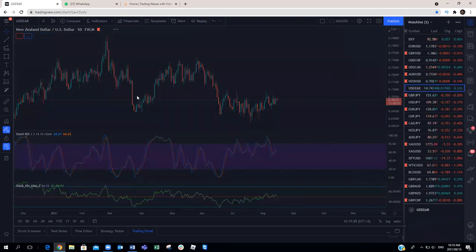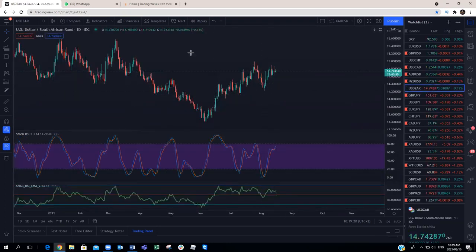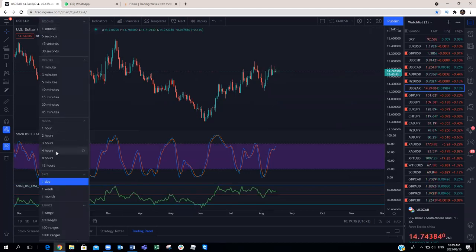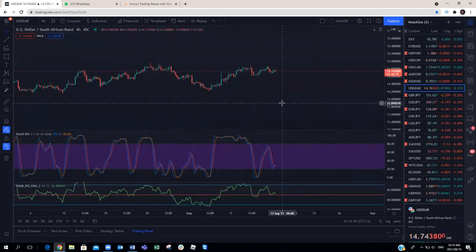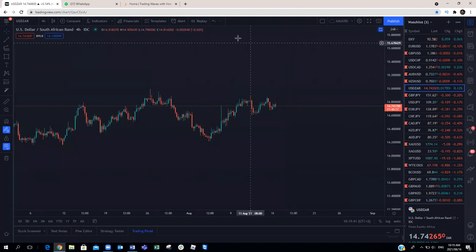US dollar ZAR, similar to US dollar CAD, we'll be expecting a pullback here. Let's go back to the 4 hour. Right, so US dollar ZAR still within this corrective structure here. This is the corrective structure on US dollar ZAR.